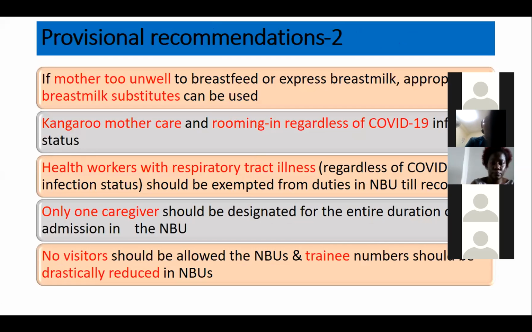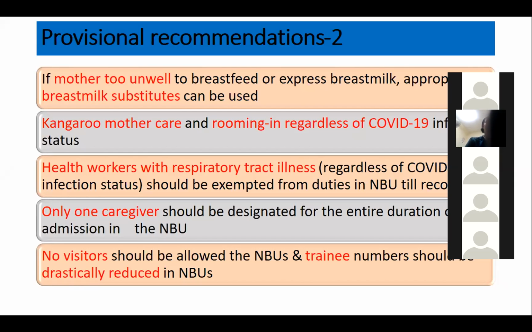Wherever possible, mothers should both continue to express and also breastfeed, regardless of their COVID-19 status, with appropriate IPC. If the mother becomes too unwell to breastfeed or express milk, then this is where we can use breast milk substitutes as per the other guidelines for severe illness in mothers. Kangaroo mother care and rooming in continue, regardless of the COVID-19 status. Health workers with respiratory tract illness, whether it's just a common cold or any other non-COVID illness, or COVID, should be exempted from NBU duties until recovery.